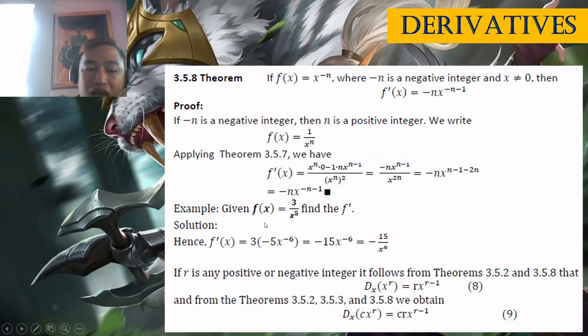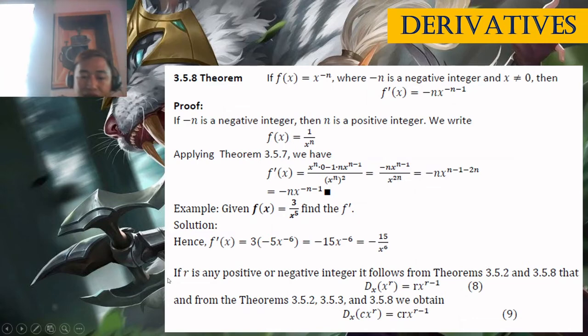Example: if f of x is equal to 3 over x to the 5th, find f prime of x. Solution: f prime of x is equal to... first, class, x to the 5th in the denominator becomes x to the negative 5. So, negative 5 times 3 is negative 15, then x to the power of, the power being negative 5, minus 1, negative 6. So, it is negative 15 x to the power of negative 6, then moving the exponent back down, it becomes negative 15 over x to the power of 6.